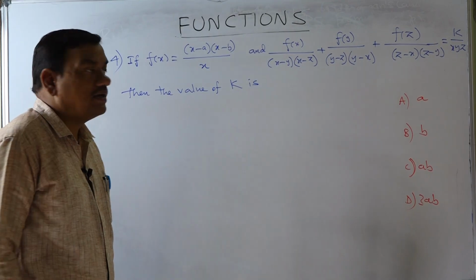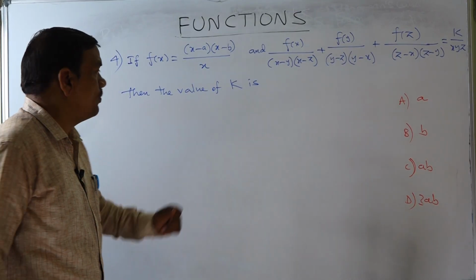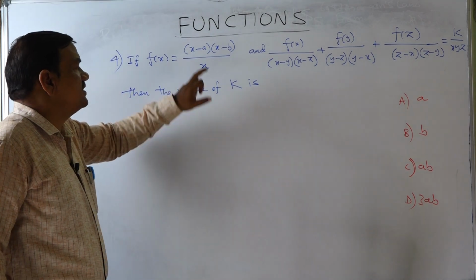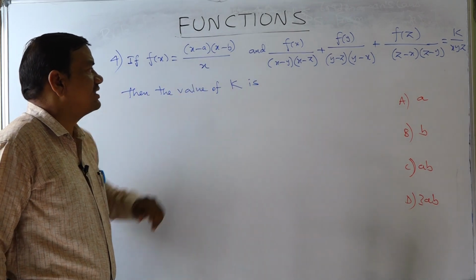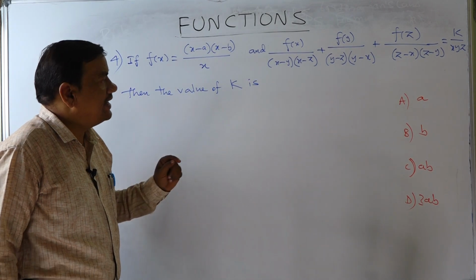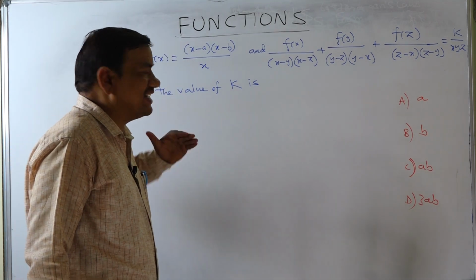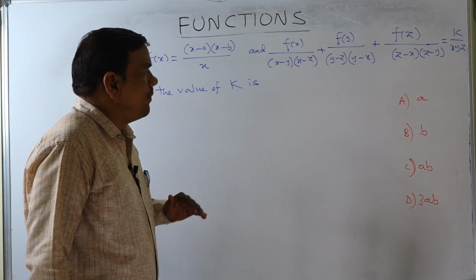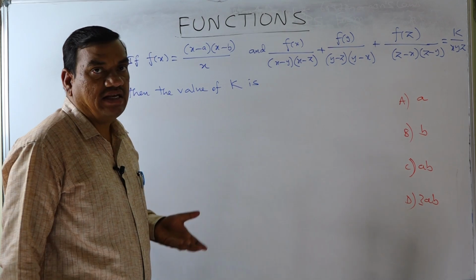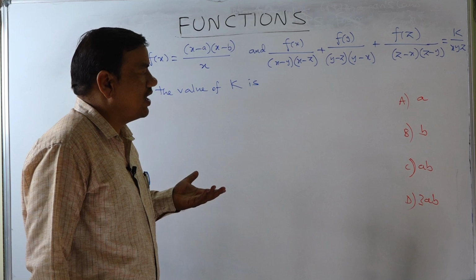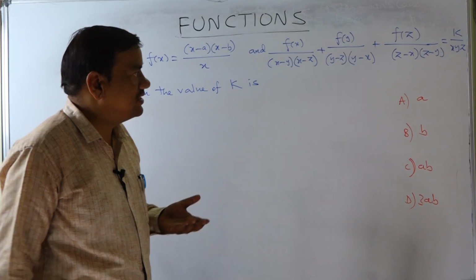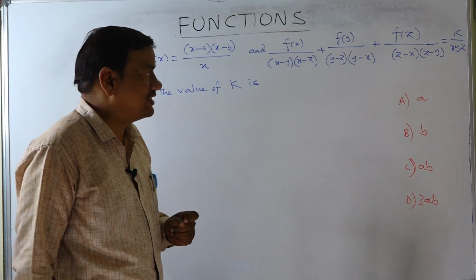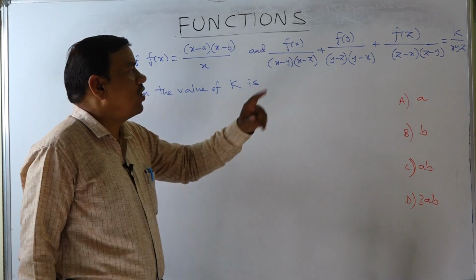Dear students, let us see the next problem. If f of x is equal to x minus a times x minus b upon x, and it is given by f of x upon x minus y times x minus z plus f of y upon y minus z into y minus x plus f of z upon z minus x times z minus y is equal to k upon xyz, then the value of k is.